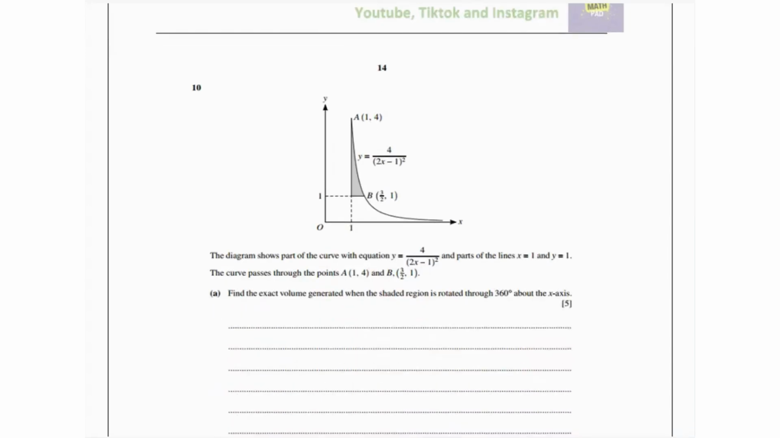The diagram shows part of the curve with equation y equals 4 over (2x minus 1) whole squared, and parts of the line x equals 1 and y equals 1. The curve passes through the points A (1, 4) and B (3/2, 1). Find the exact volume generated when the shaded region is rotated through 360 degrees about the x-axis.